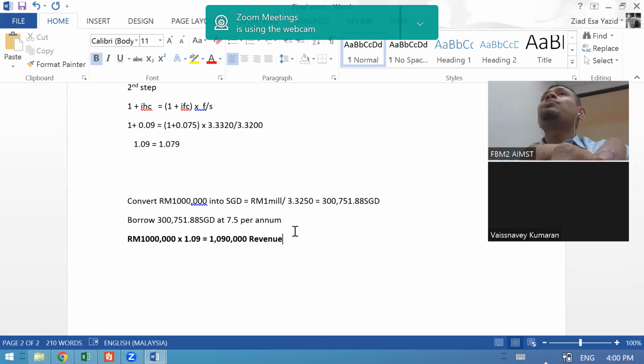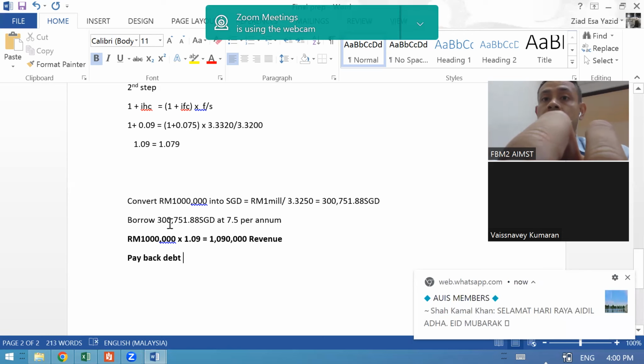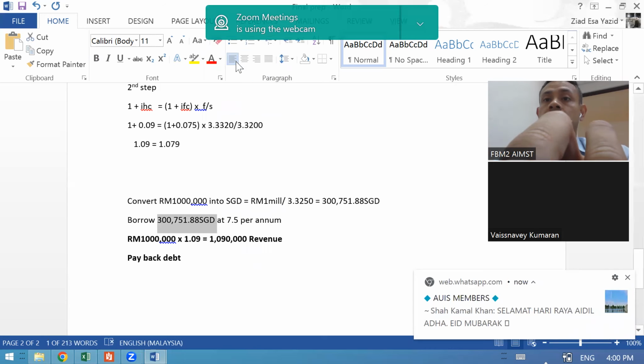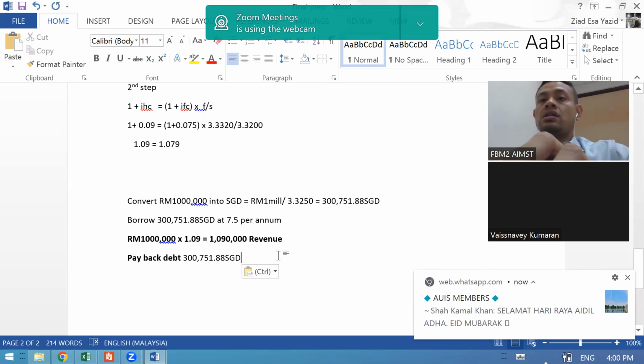So with this revenue, you bring back to Singapore to pay the debt. You need to pay your debts. How do you pay your debts? Look at your debts. So pay back debts, which is 300,000. Pay back debts, this one.